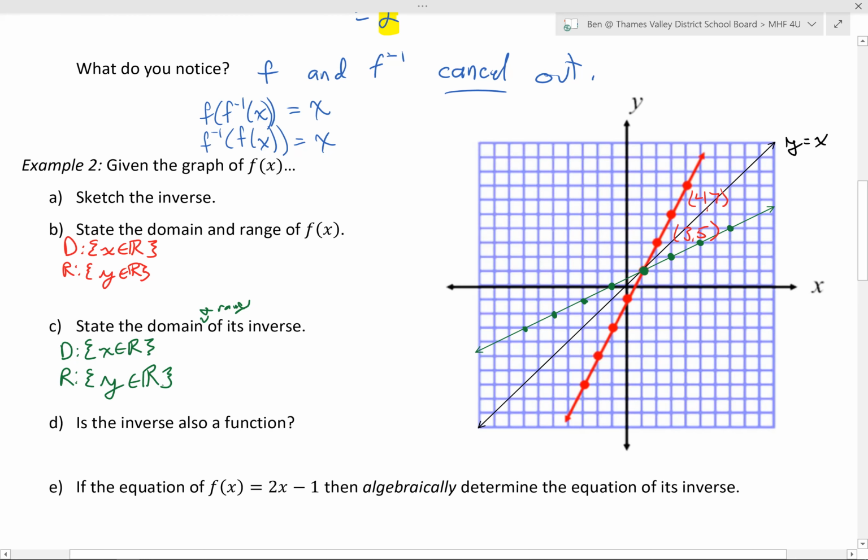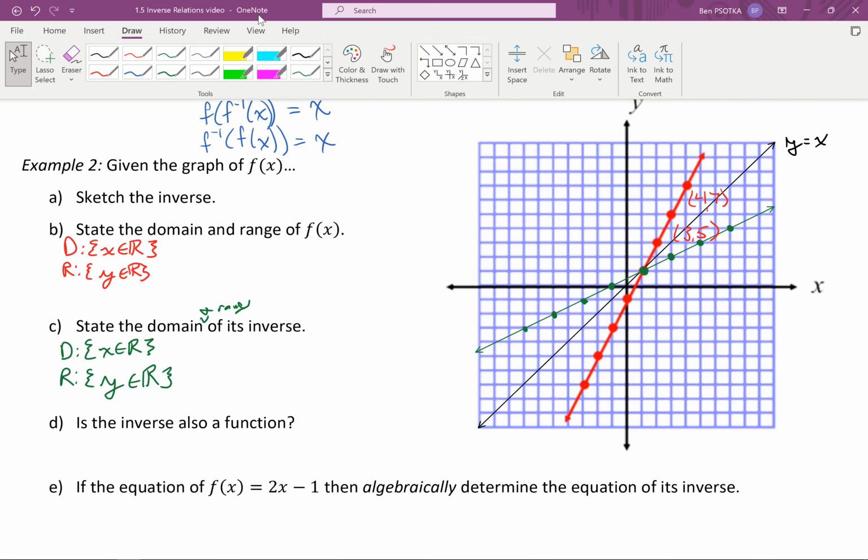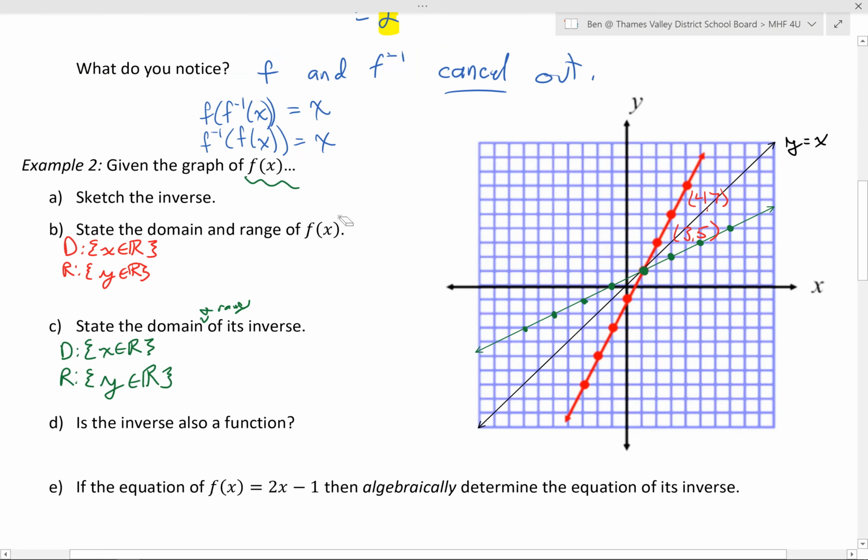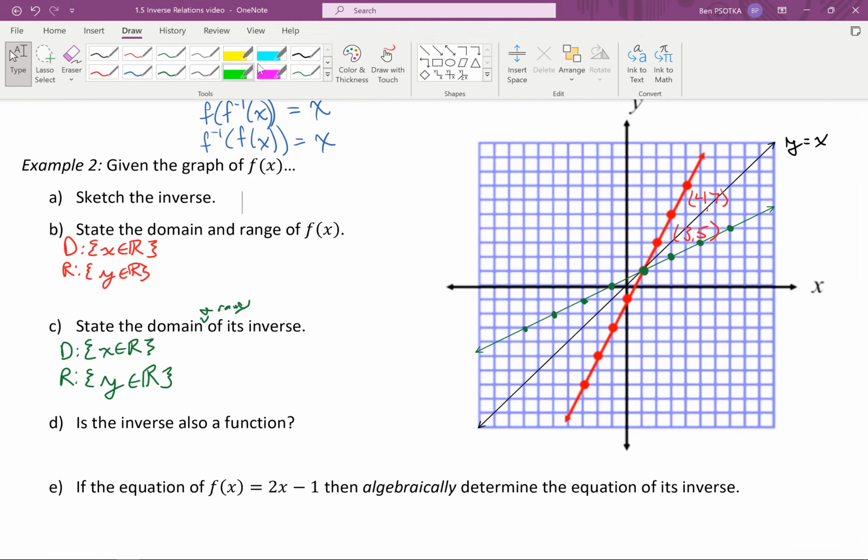Now, is our inverse here also a function? We know our first one was a function. It was given in function notation, and it would have passed the vertical line test. So we can double check and see if our inverse will pass the vertical line test.